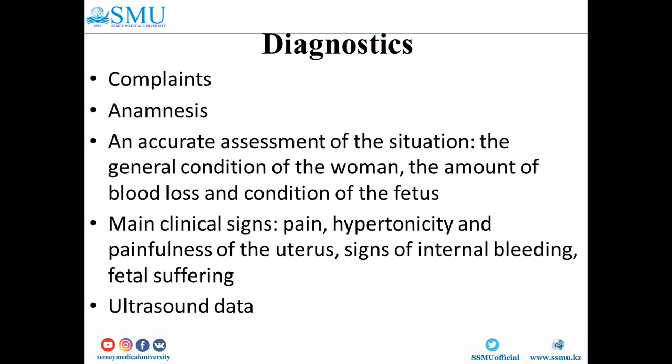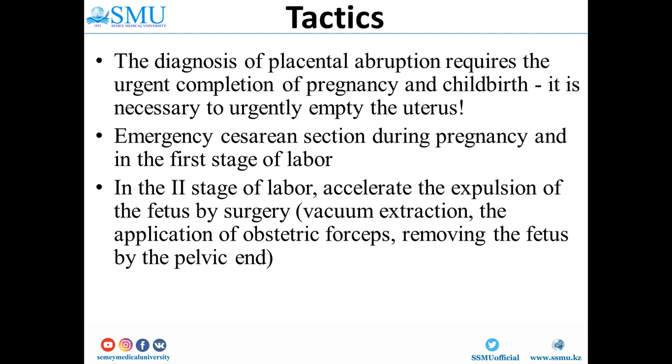Main clinical signs are pain, hypertonicity, and painfulness of the uterus, signs of internal bleeding, fetal suffering, and of course ultrasound data. Tactics. The diagnosis of placental abruption requires the urgent completion of pregnancy and childbirth. It's necessary to urgently empty the uterus.